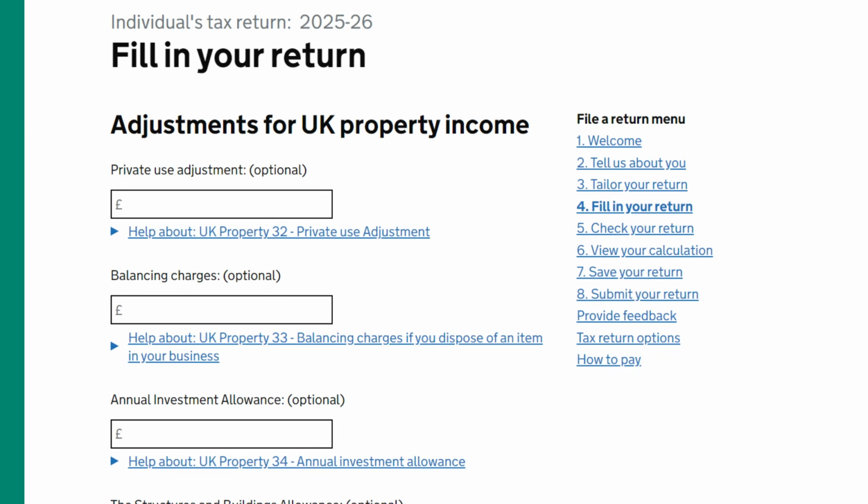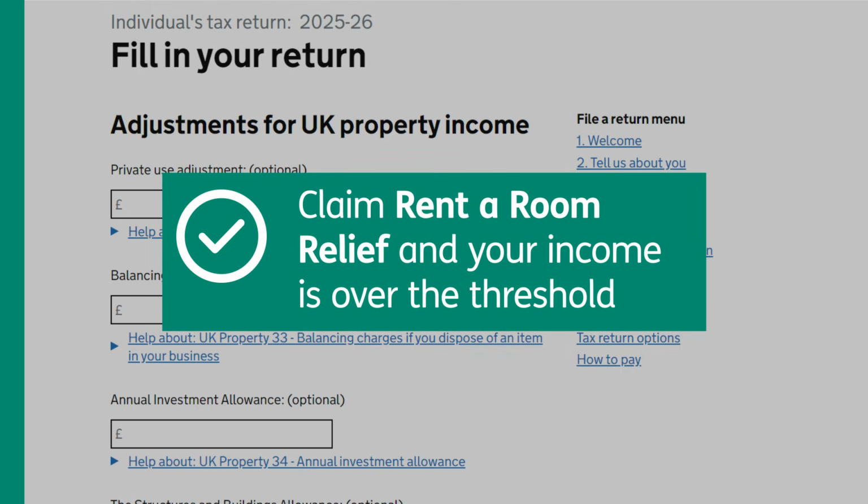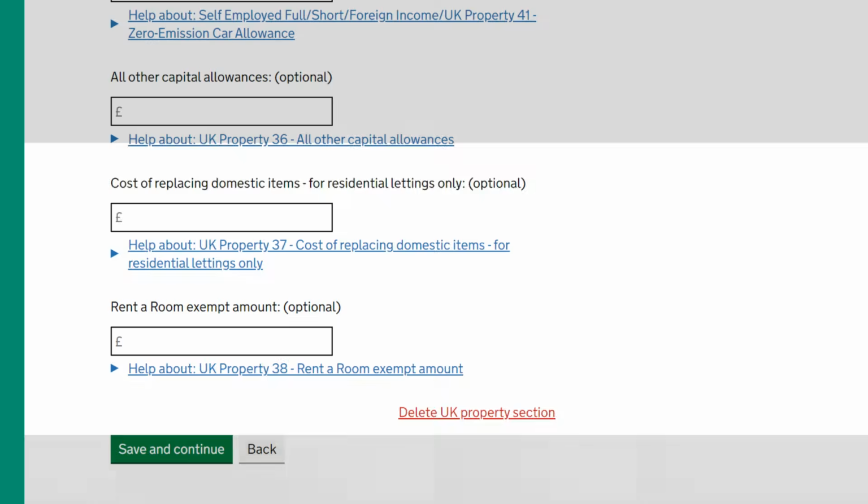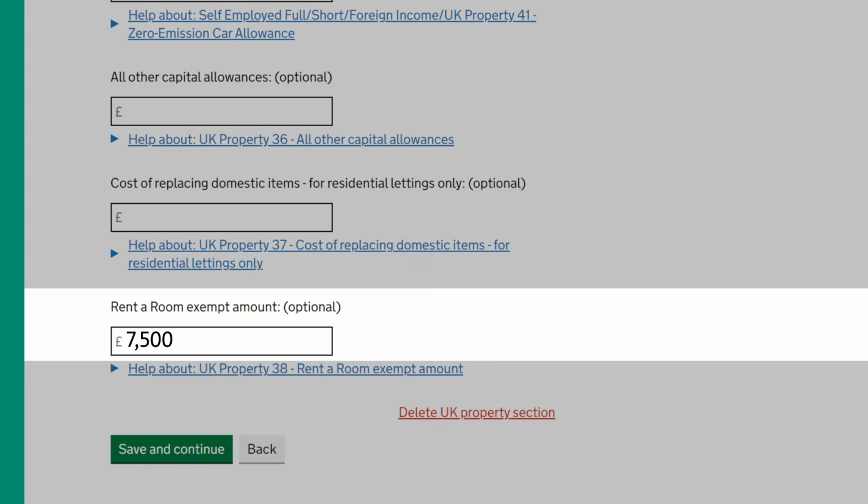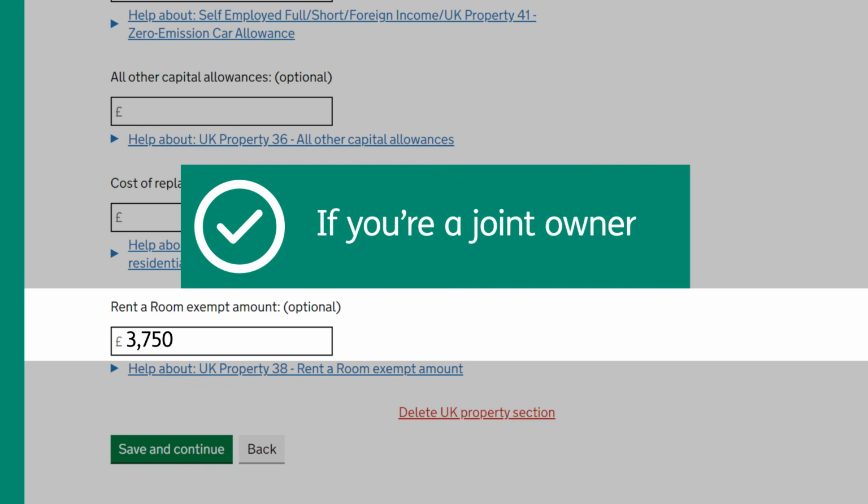On page 4, enter what we call adjustments, claims that could reduce your tax bill. For example, if you claim rent-a-room relief and your income is over the threshold, add the exempt amount of £7,500 or £3,750 if you're a joint owner.